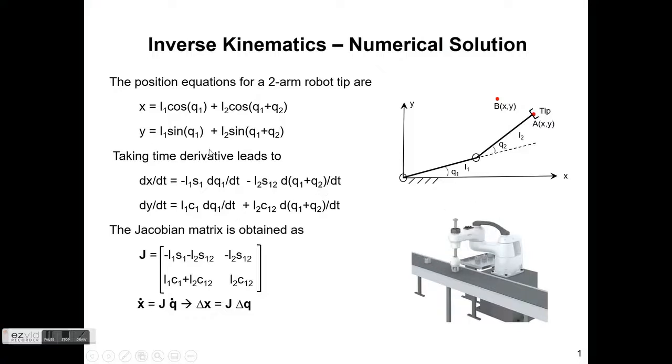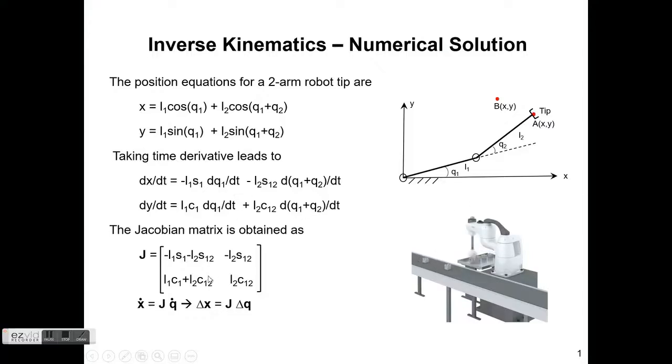And if we do derivative on y, then you have dy/dt, and the derivative of sine will be equal to cosine. So L1 cosine Q1, the short form for cosine Q1, and then that will be dot Q1. And here this term will be equal to L2, and sine will be cosine, so cosine (Q1 plus Q2), and that will be dot Q1 and dot Q2.